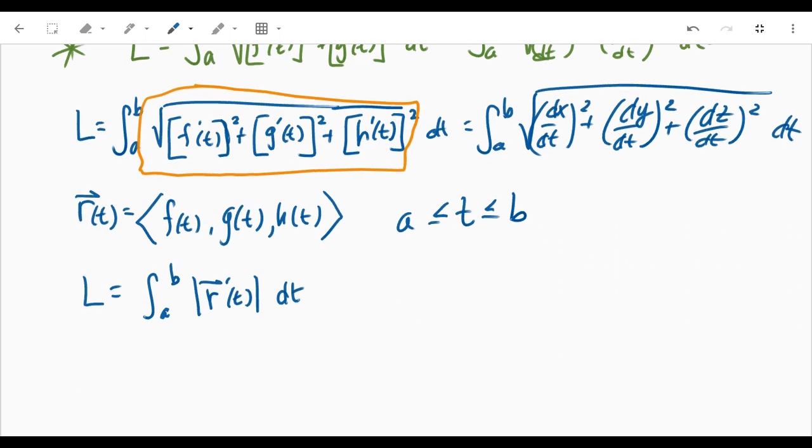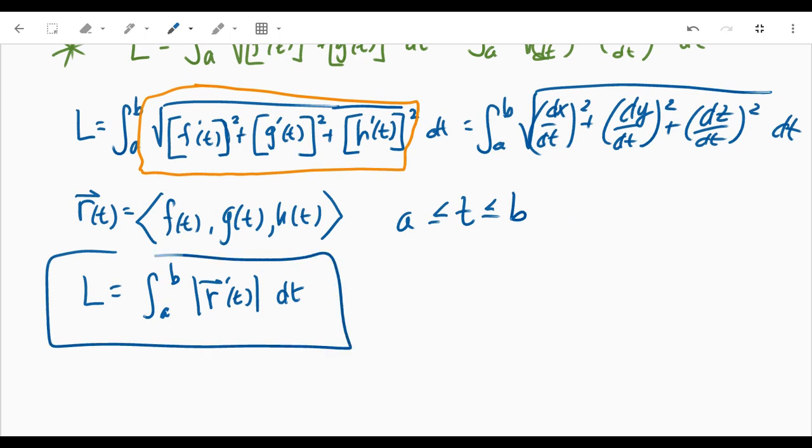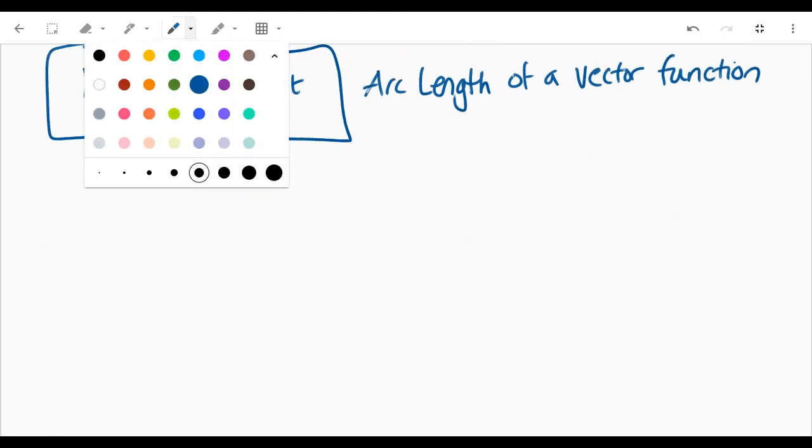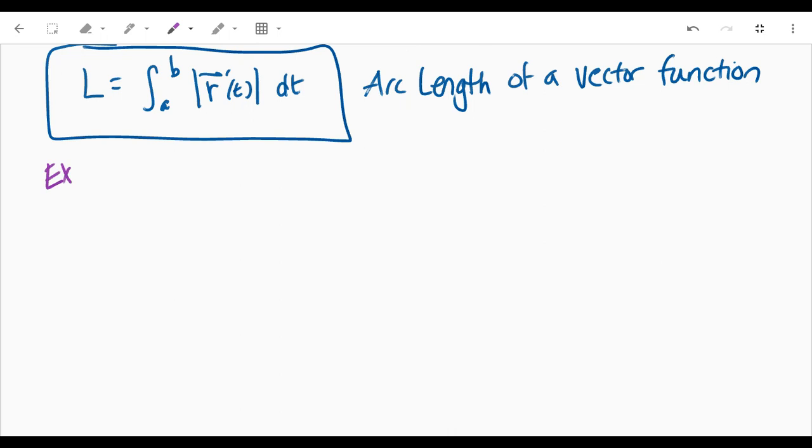Okay, so this is an important equation. This is arc length of a vector function. Okay, so we can get an example here. So let's say r of t is 2t i plus (1 minus 3t) j plus (5 plus 4t) k.